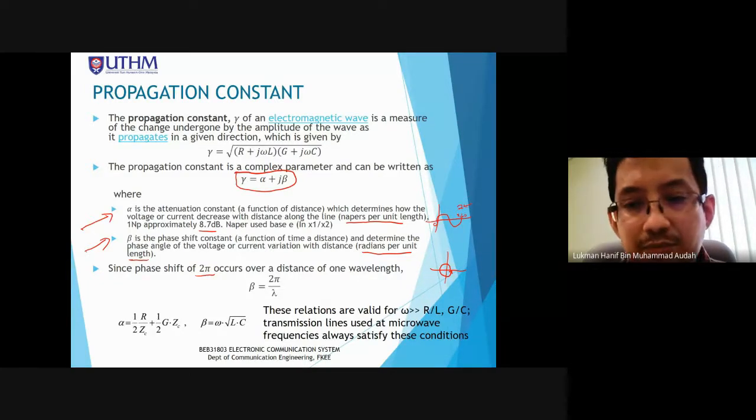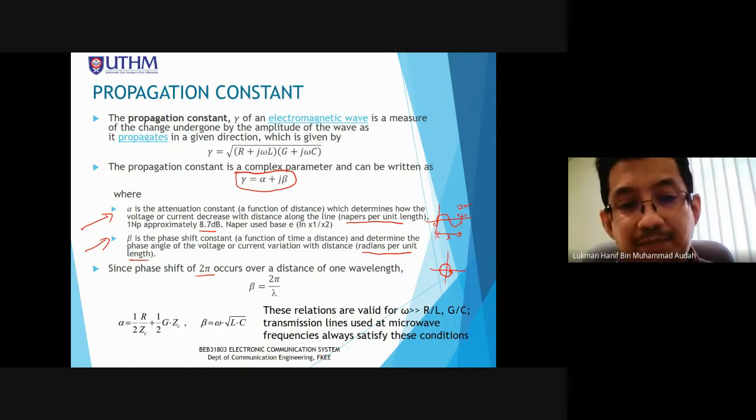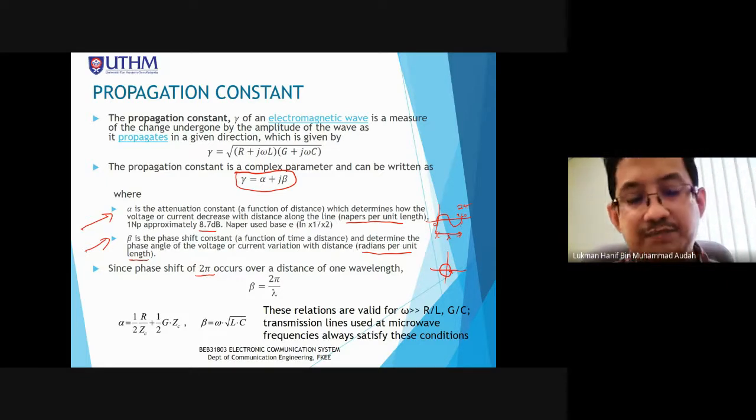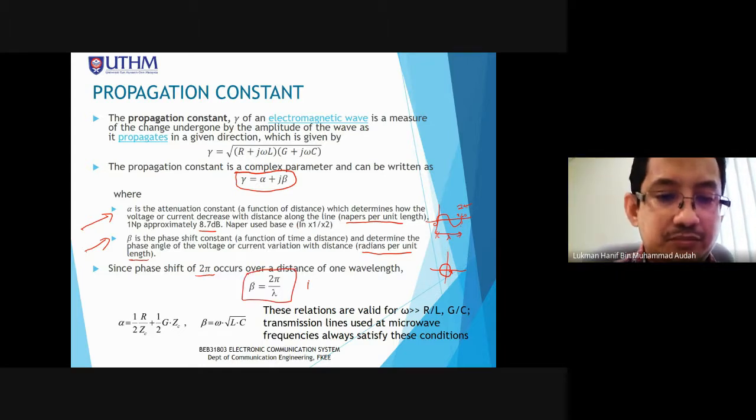Okey. Dan 2 pi ini adalah untuk satu kitaran lengkap, iaitu bersamaan dengan panjang gelombang juga, lambda. Okey. So therefore kita boleh tentukan nilai phase shift ini untuk satu kitaran lengkap, okey, dengan cara membahagikan 2 pi dan juga lambda. Okay, so we get radians per meter. Okay, radians per meter. So ini persamaan beta yang pertama.